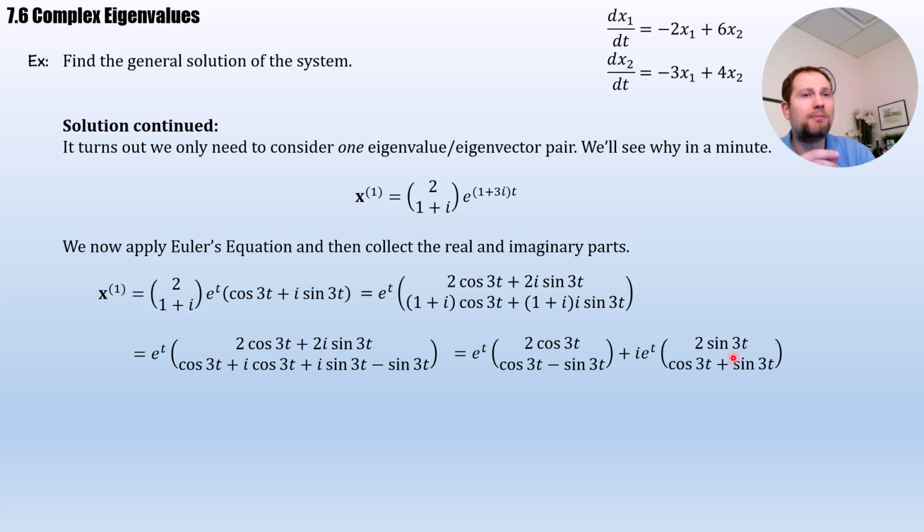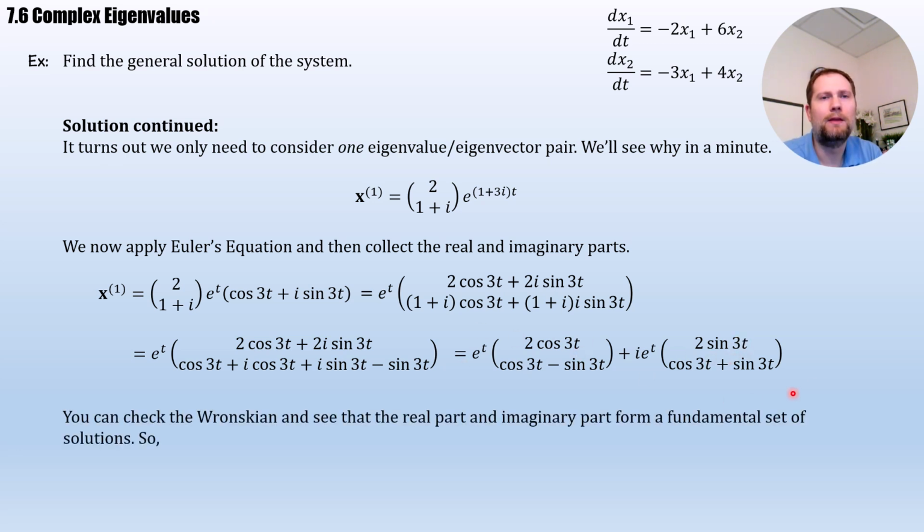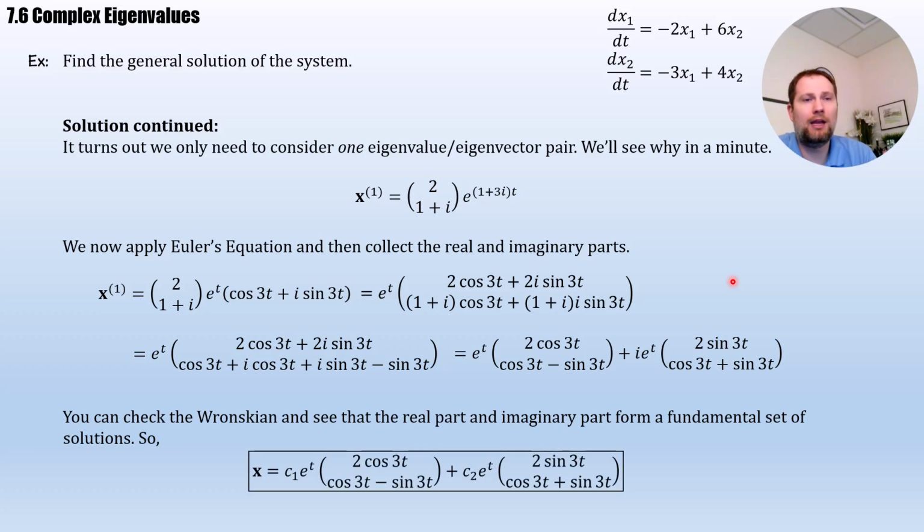Okay, and then here comes the claim, and it's a very similar claim that we made back in chapter 3 when we did the same kind of thing. I claim now we have two linearly independent solutions here. This part and this part. And that forms a fundamental set. And so we're going to put a C1 in there and C2, and we've got our linear independence that we need for two solutions.